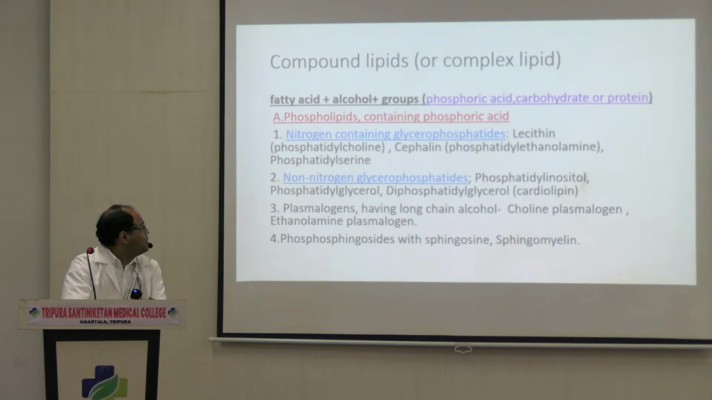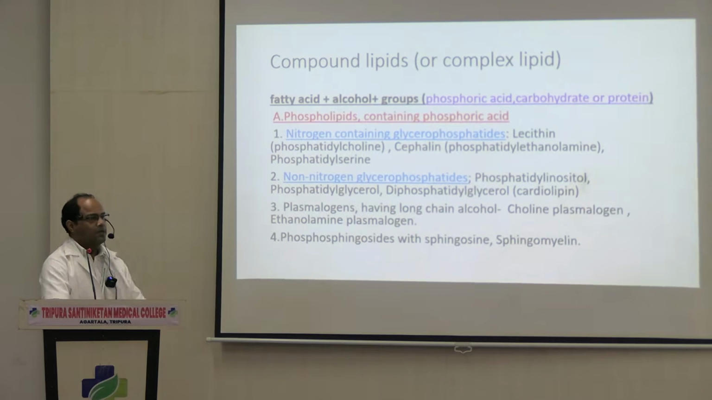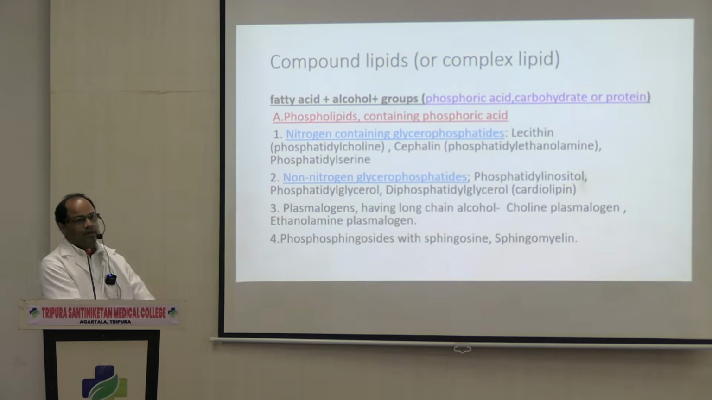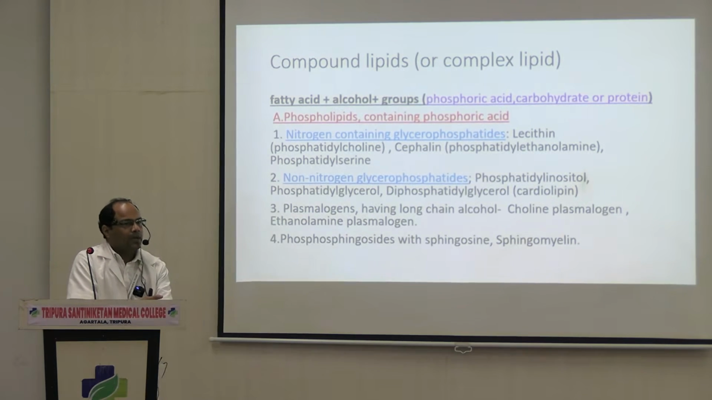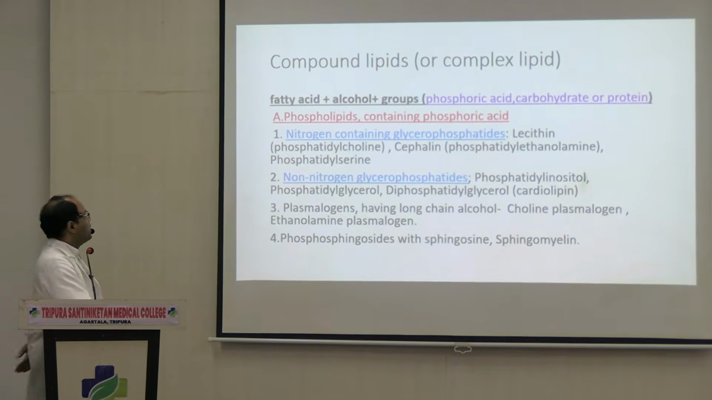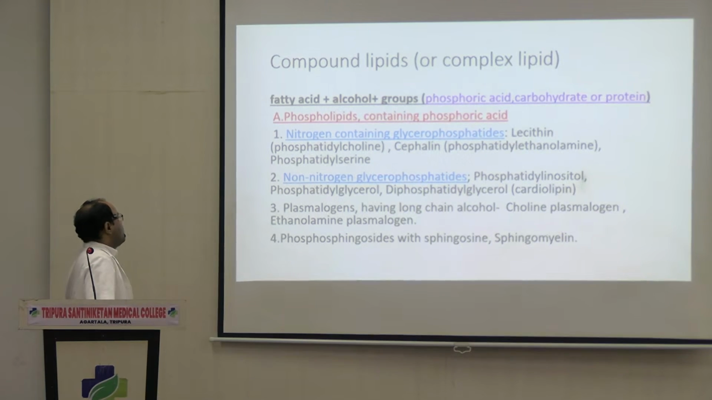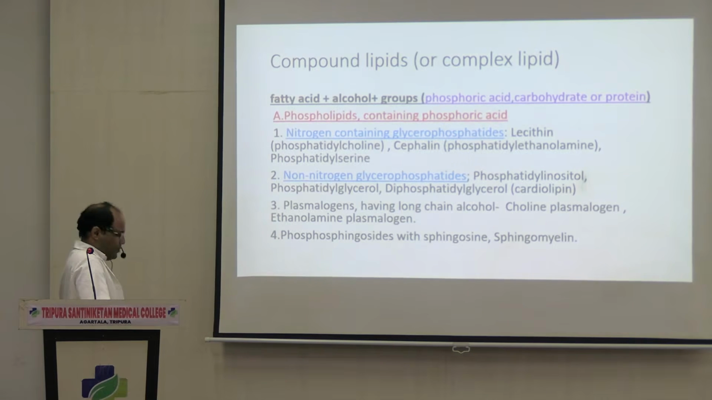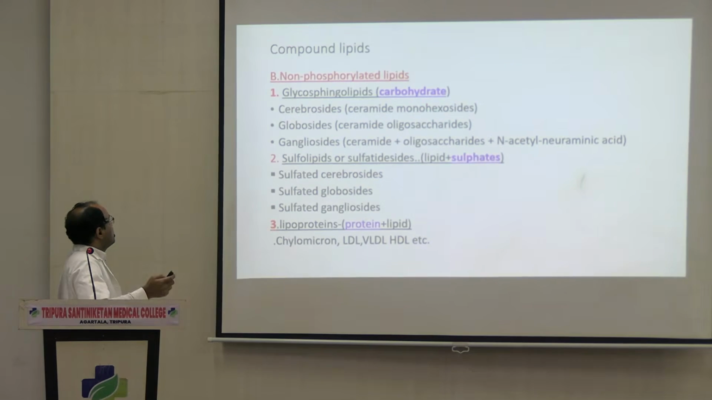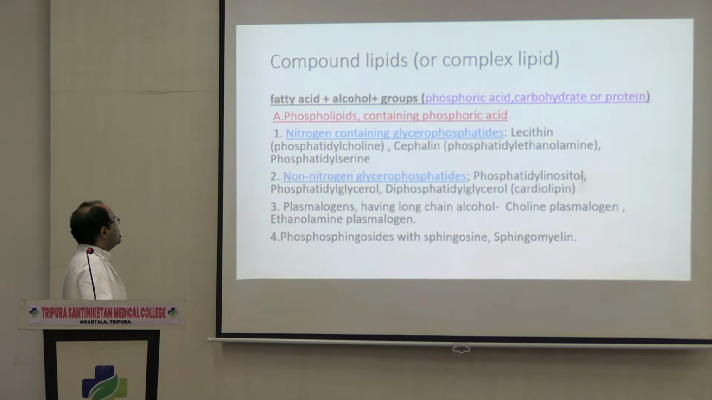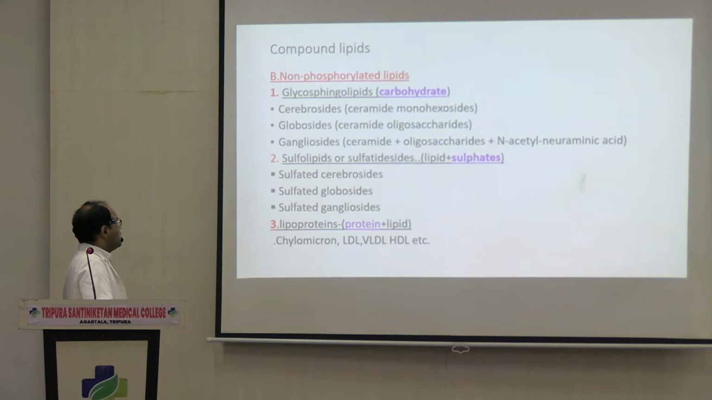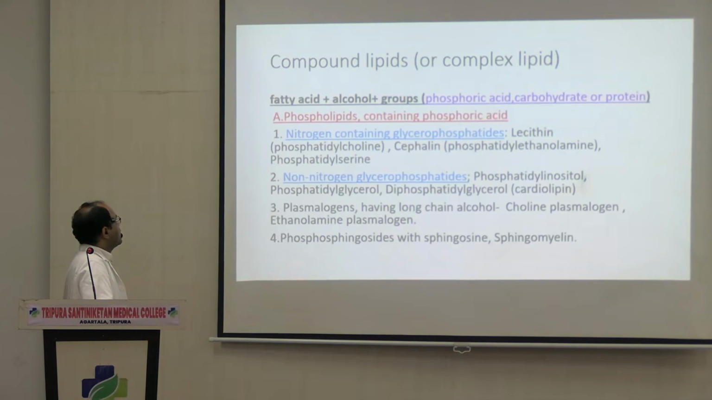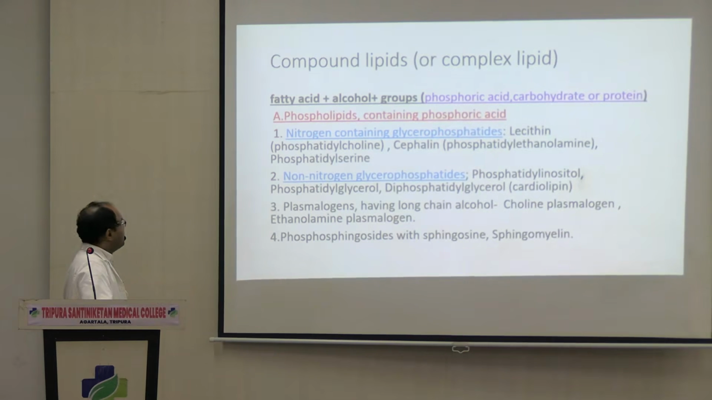Next, complex lipids or compound lipids. As I told earlier, fatty acid plus alcohol with one additional group. Accordingly, we can divide them like phospholipids and non-phospholipids. Compound lipids: phospholipids, non-phosphorylated lipids, lipoproteins and sulfur containing groups. Let's discuss one by one.